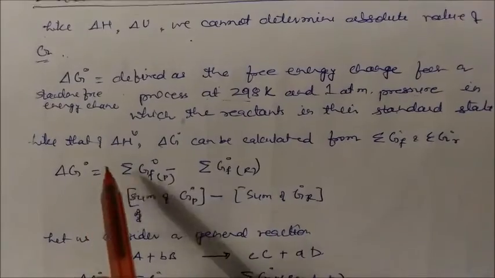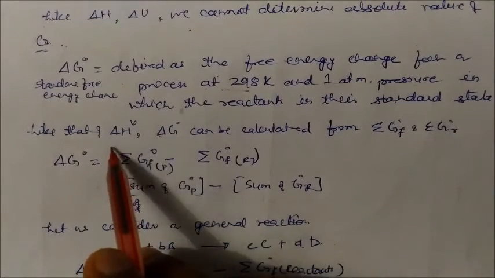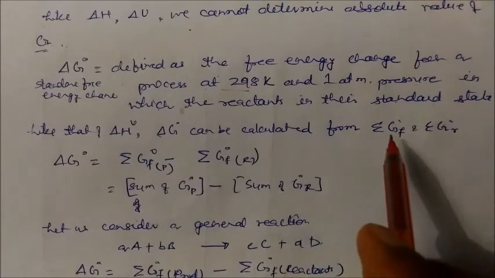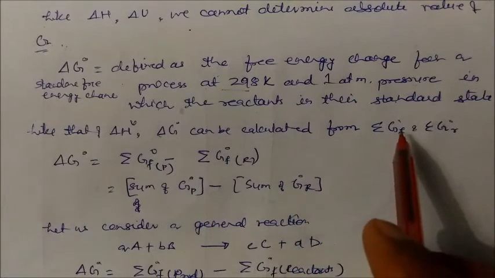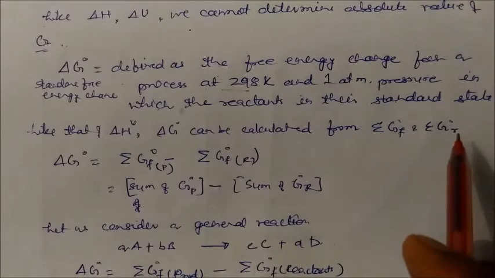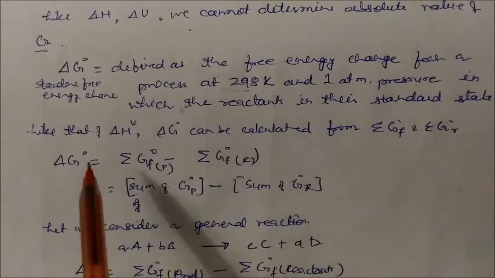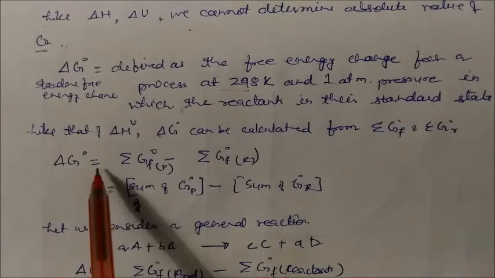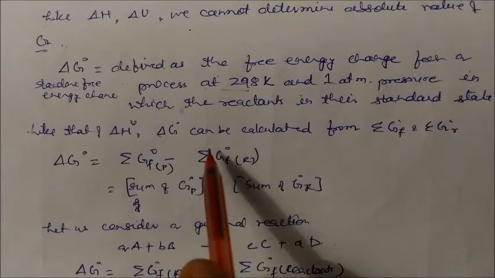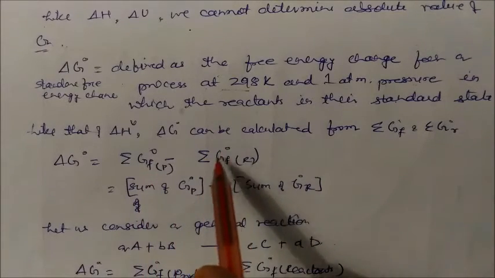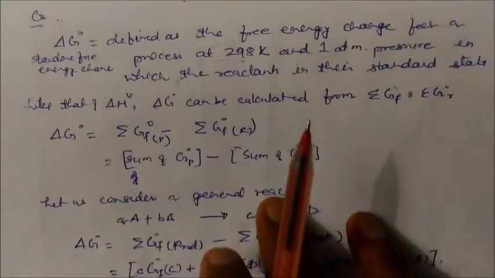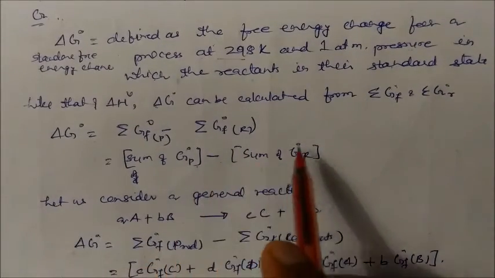Like standard change in enthalpy, the standard change in free energy can be calculated from the sum of the standard free energy of formation of the products and the sum of the standard free energy of formation of the reactants. So this is the equation: standard change in free energy is equal to the summation of the standard free energy of formation of products minus the summation of the standard free energy of formation of reactants.